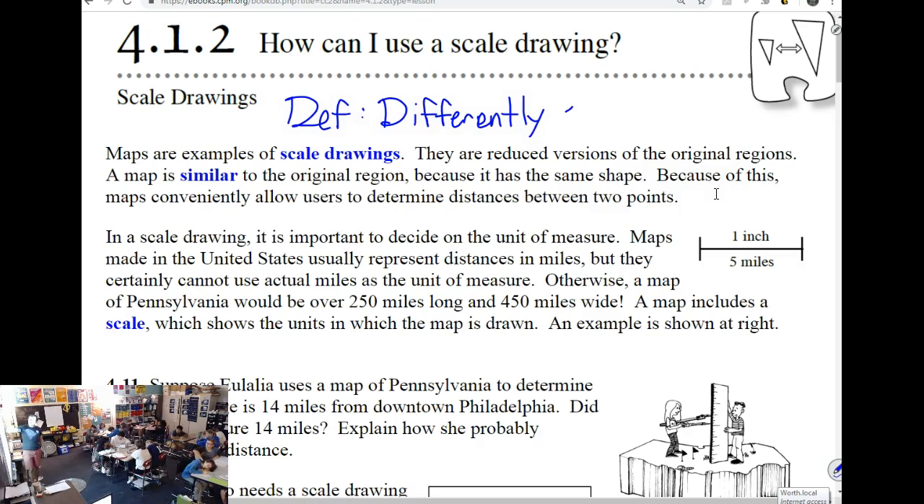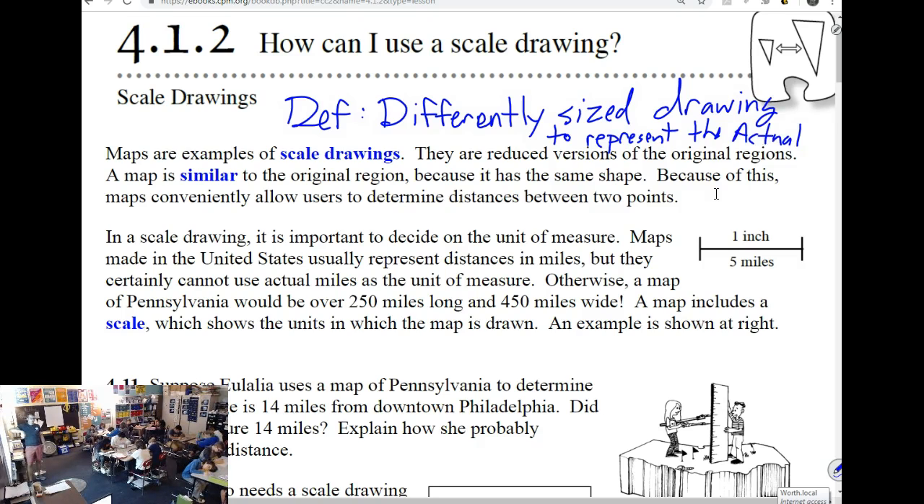Differently sized. And actually, scale drawings have to be a drawing, but something doesn't have to be a drawing to be scale. It could actually be a three-dimensional shape. Connie, you can get this right now. Differently sized drawing to represent the actual.